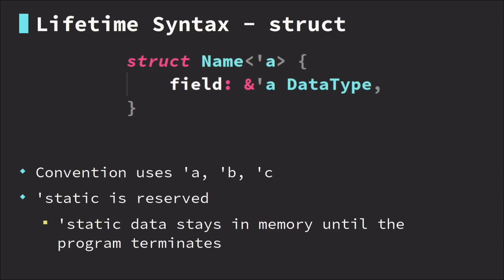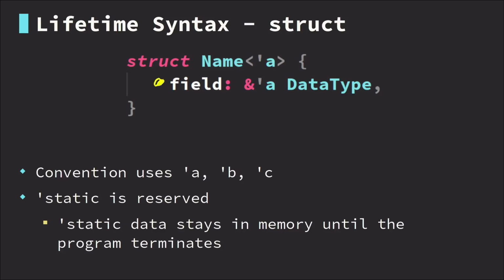Lifetimes are usually named tick A, tick B, and tick C, similar to how generics are named T, U, and V. Generic lifetimes aren't restricted to just single letters either. You can name these anything you want except for tick static. Tick static indicates that the data exists in memory for the entire duration of the program.